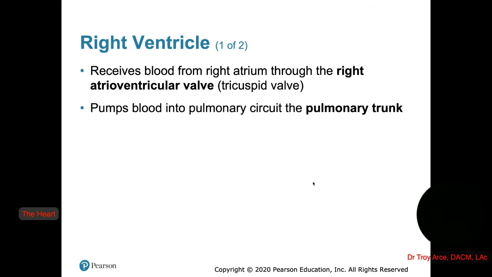So the right ventricle receives blood from the right atrium through the right atrioventricular valve, which is the tricuspid valve. So understand that on the right side of the heart, the atrioventricular valve between the right atrium and the right ventricle is called the tricuspid valve. And this pumps blood into the pulmonary circuit, the pulmonary trunk. Okay.